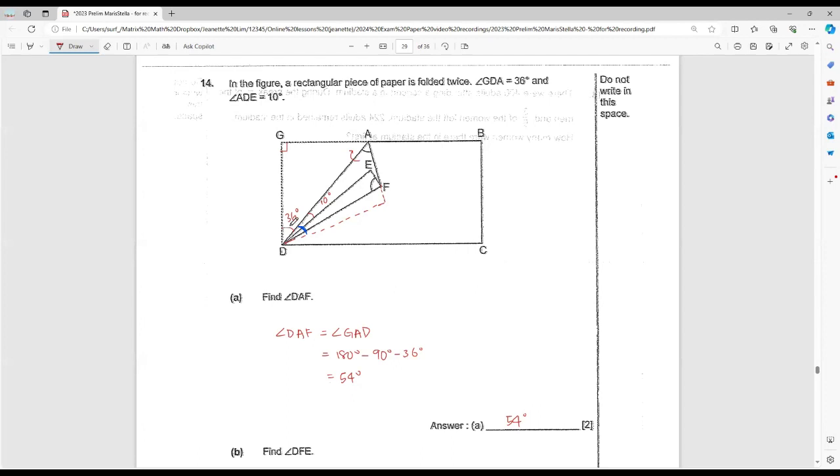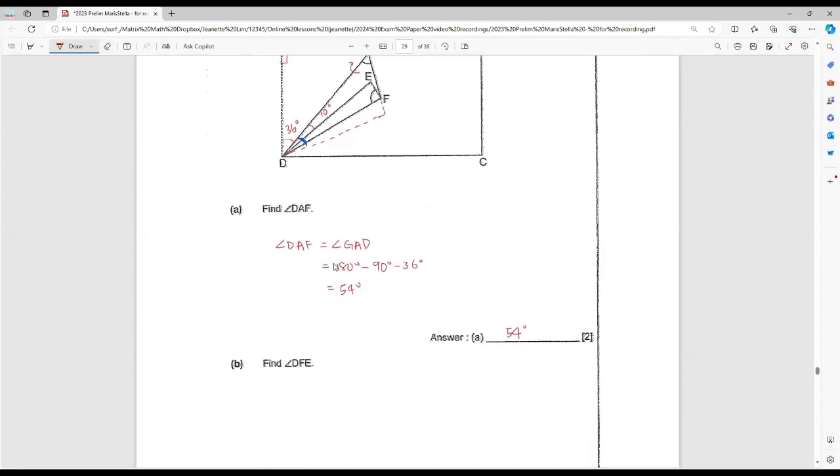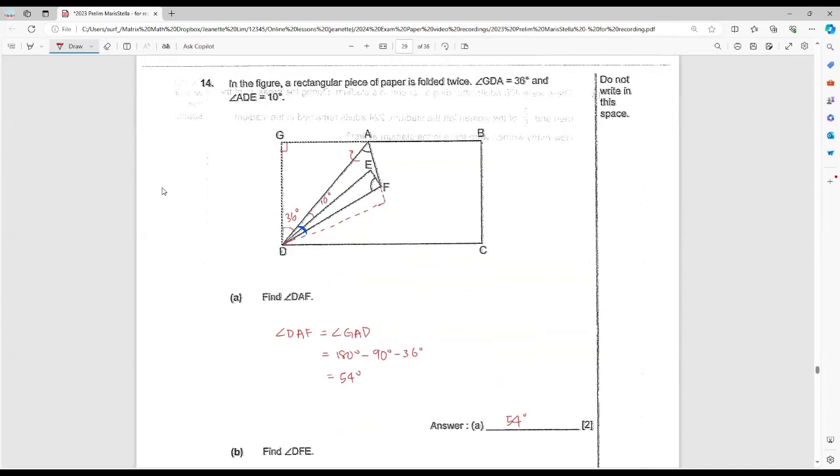When you unfold it, it will be the same as this, right? So when you fold, it becomes 36. So this 36 will minus 10, and then you have two angles here. They are the same because when you fold and unfold, it's the same. So 36 minus 10 divided by 2. That is to find angle EDF.